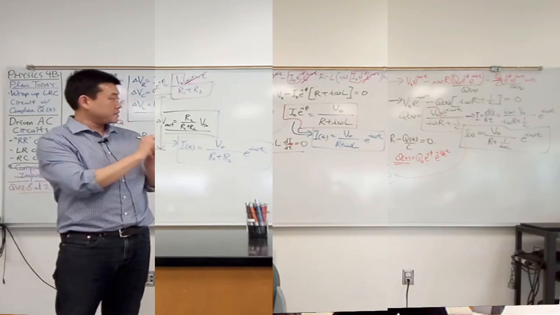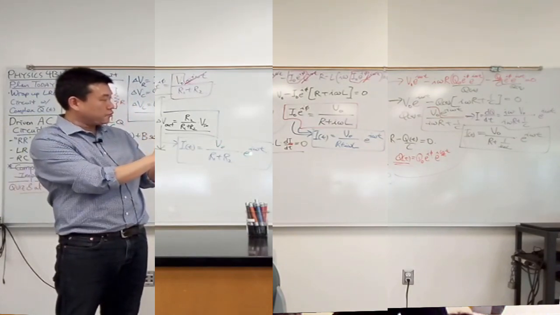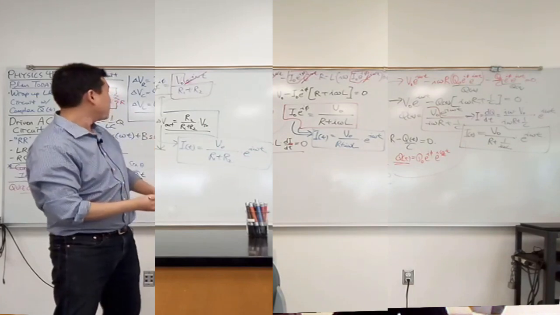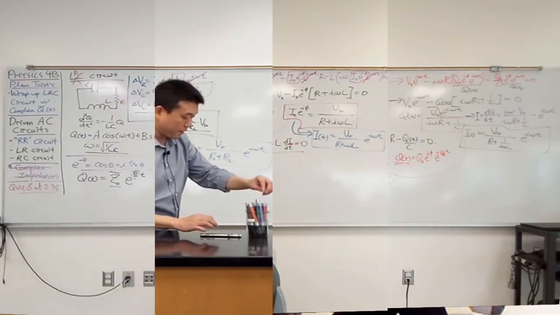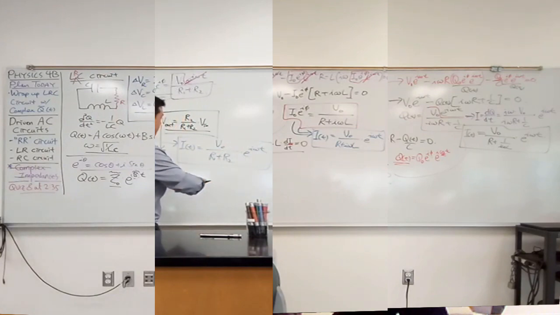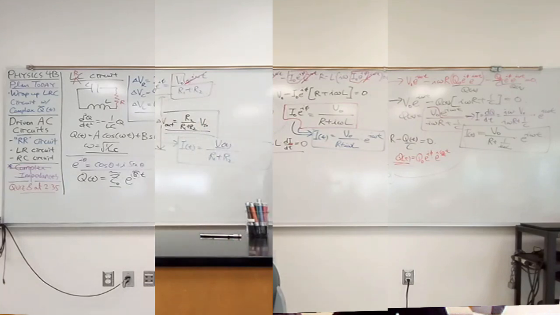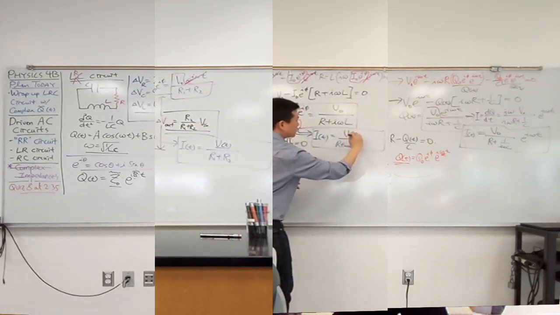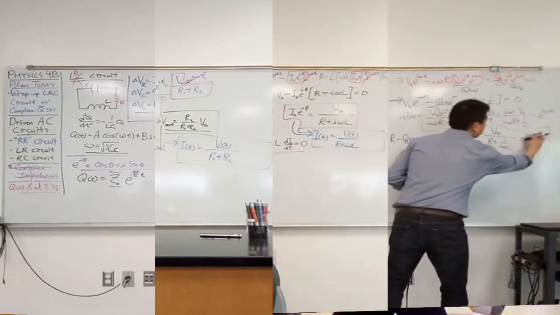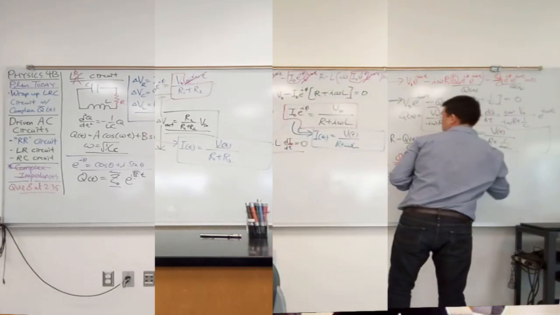They all have the same voltage V naught. In fact, they all have the same V naught e to the I omega t. That's my applied voltage as a function of time. So I can go one more step to try to make this look simple. Let's combine these to say this is the applied voltage as a function of time, here this is the applied voltage as a function of time, and this is the applied voltage as a function of time.